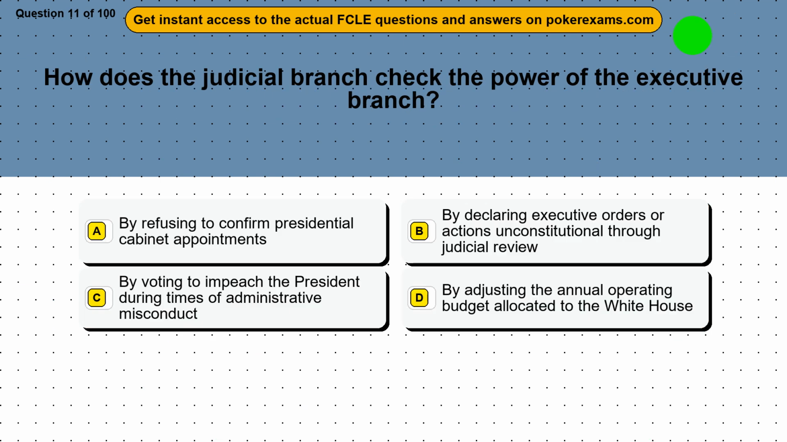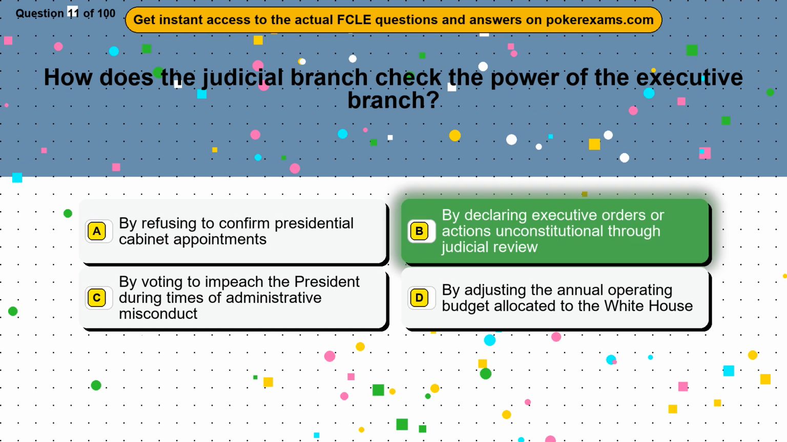Question 11. How does the judicial branch check the power of the executive branch? Option A, by refusing to confirm presidential cabinet appointments. Option B, by declaring executive orders or actions unconstitutional through judicial review. Option C, by voting to impeach the president during times of administrative misconduct. Option D, by adjusting the annual operating budget allocated to the White House. The correct answer is option B, by declaring executive orders or actions unconstitutional through judicial review.